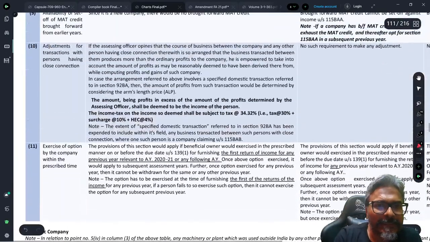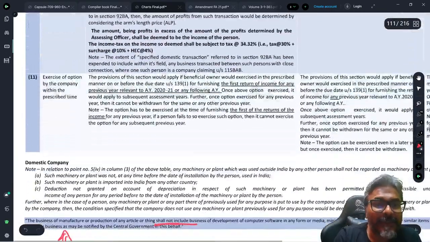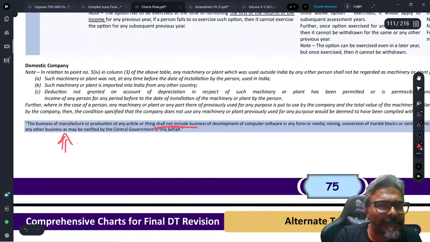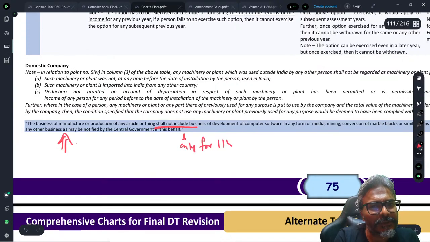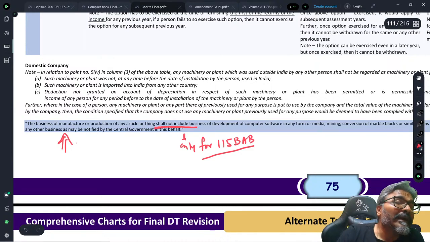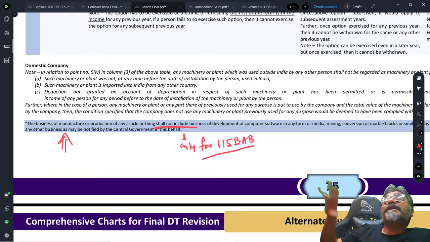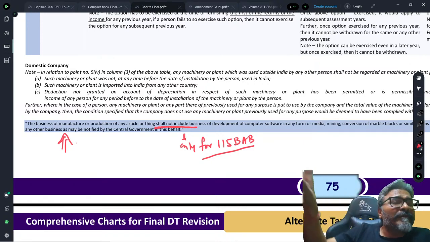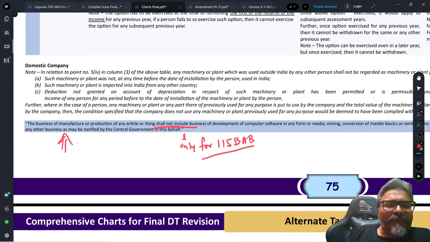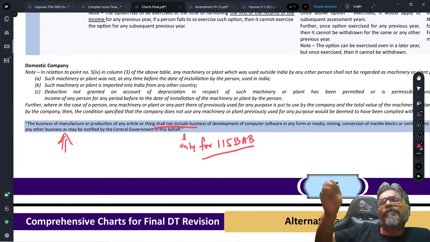So these are the exclusions, students. Now be careful. This exclusion is only restricted to 115BAB. This is only for 115BAB. Please don't stretch it to the additional depreciation, because many students have the habit, like supposedly if a company is in the printing of books, and it has not opted for 115BAB, and during the previous year it has purchased a new plant and machinery.